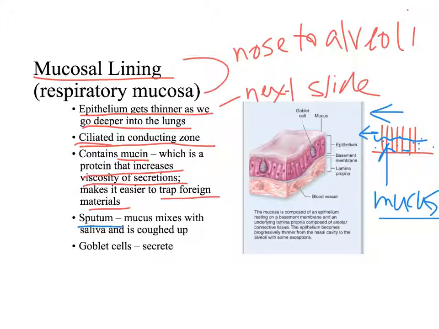Sputum is what happens when the mucus mixes with the saliva. It's actually what we cough up. So if you're going to be a respiratory therapist, you're going to deal with a lot of sputum. Sputum doesn't bother me as much as poop, I guess.